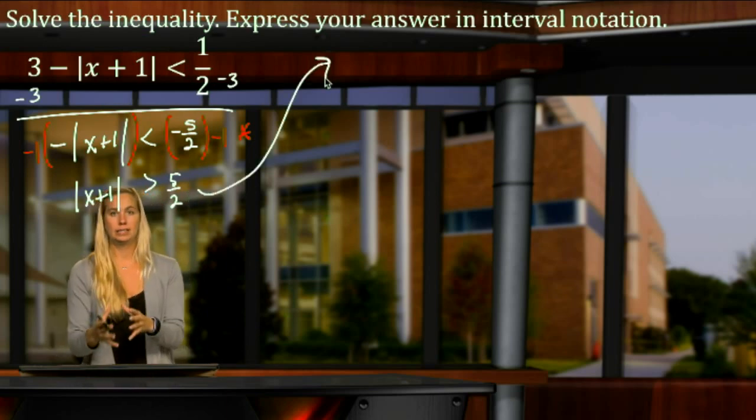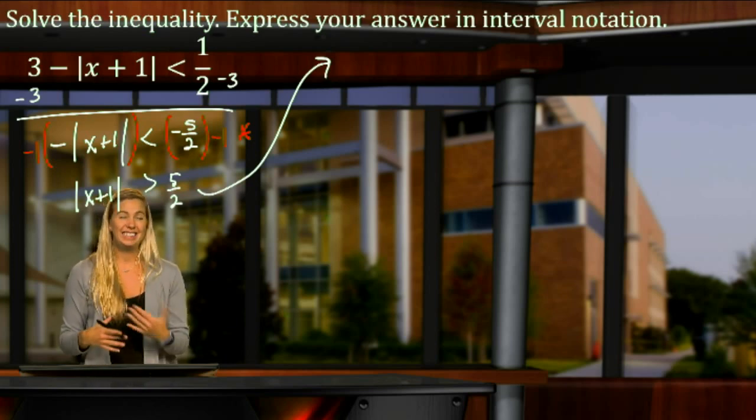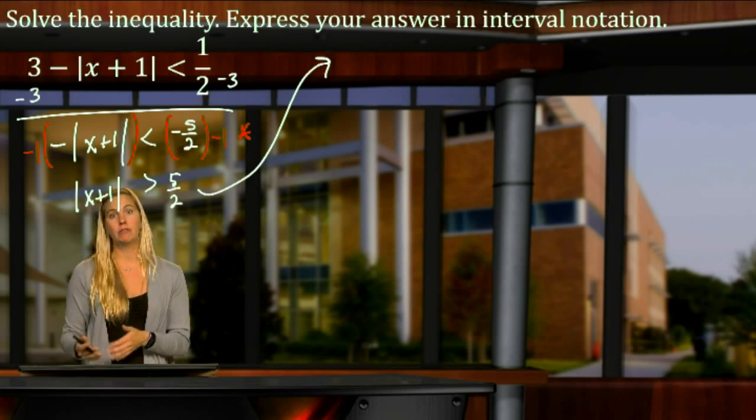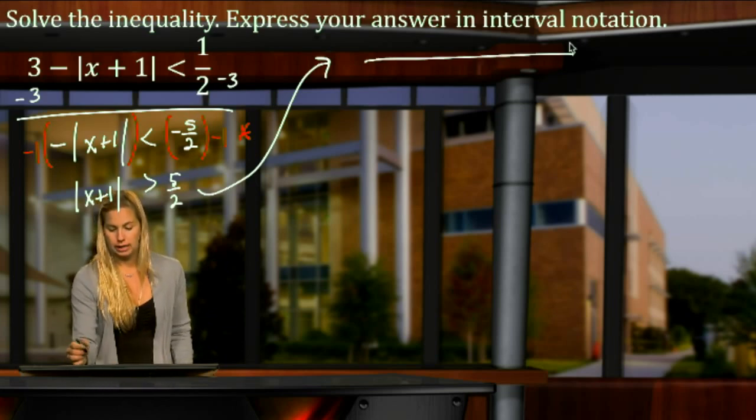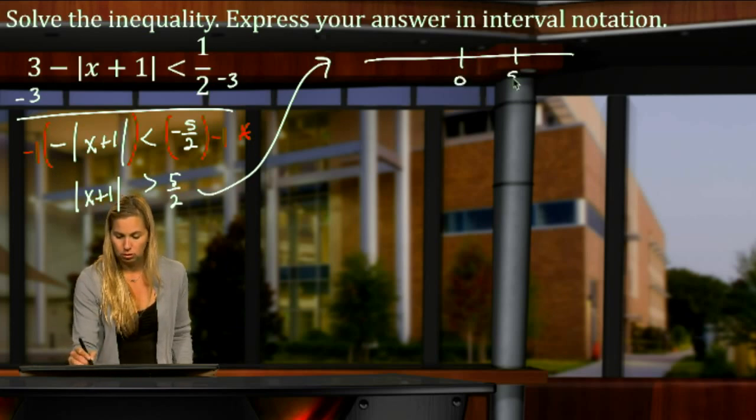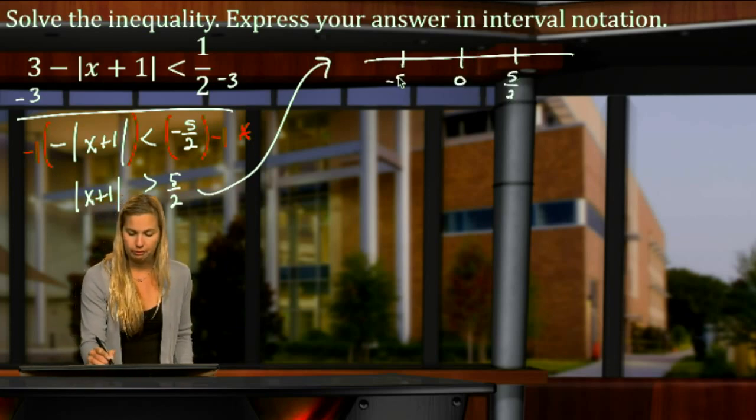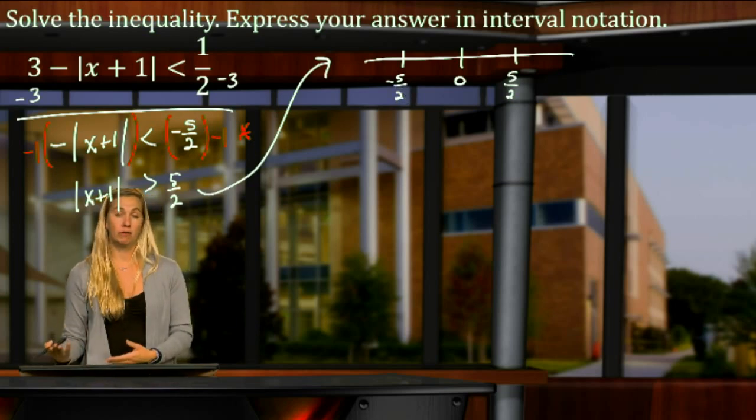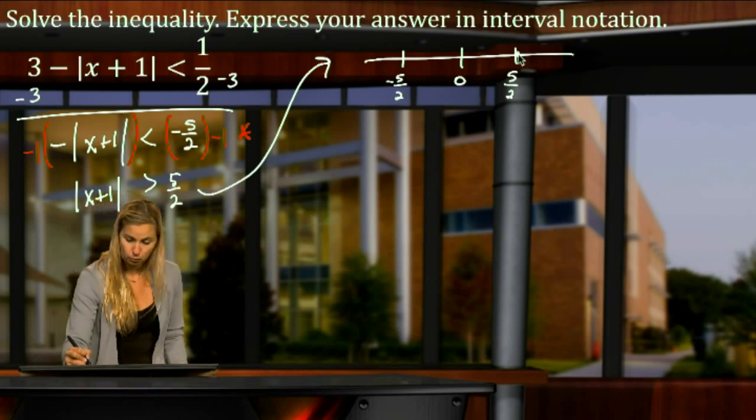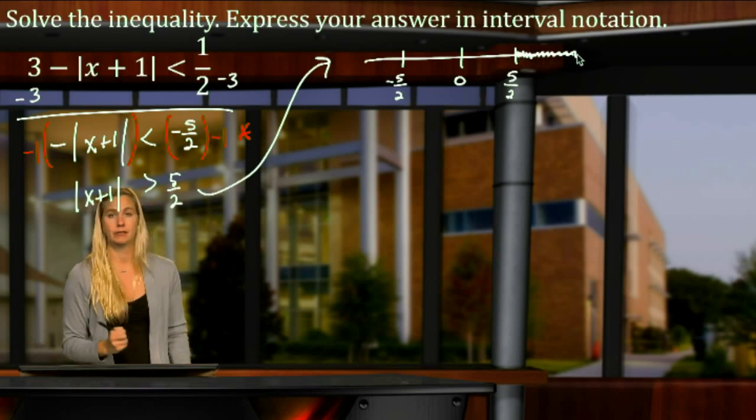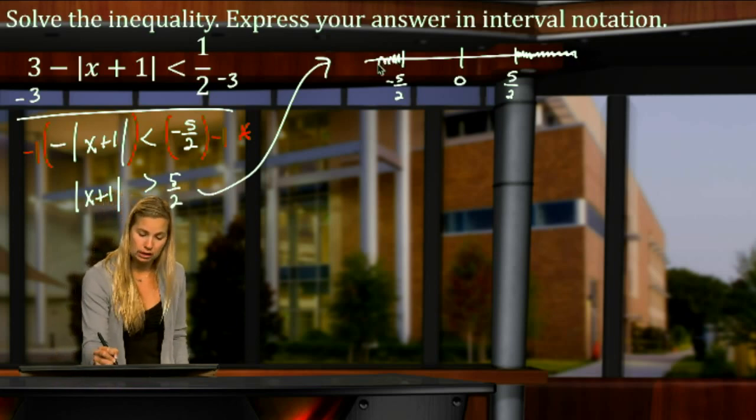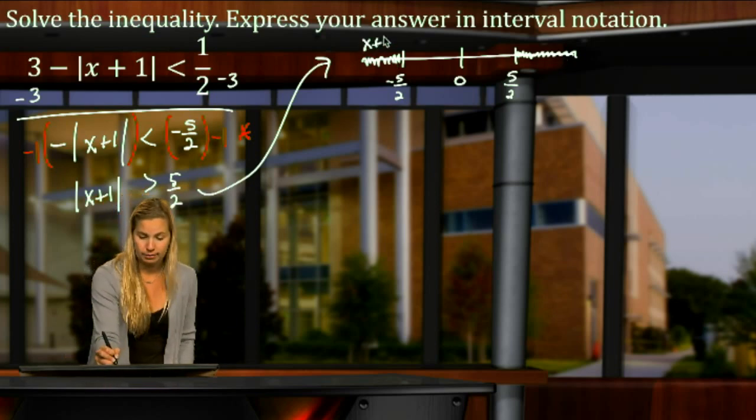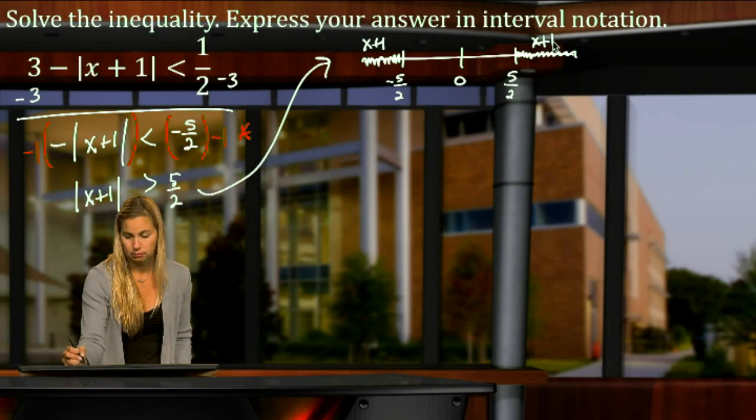So again, what does absolute value mean? Absolute value is talking about a distance from 0. So now this thing in the absolute value is more than 5 over 2 units from 0. So if we set up a number line, here's 0, here's positive 5 over 2, and here's negative 5 over 2. Where on this number line do we have values that are more than 5 over 2 units away from 0? Well, that's going to be everything to the right of positive 5 over 2 and everything to the left of negative 5 over 2. These shaded regions represent what x plus 1 could be.